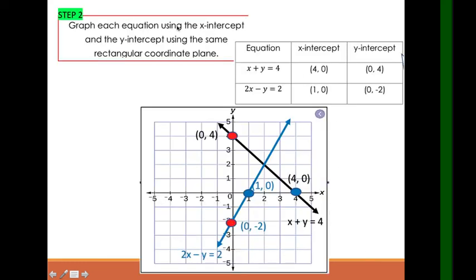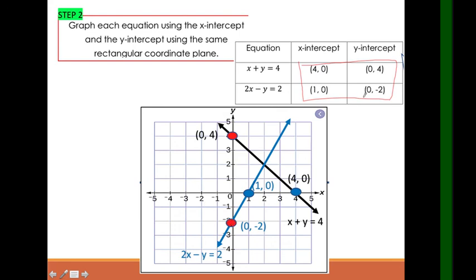Then we will plot all these four points using the Cartesian coordinate system. Graph each equation using the x-intercept and the y-intercept in the same rectangular coordinate system. We have the points we computed a while ago, right? So we have 4 and 0, so the point will be on the x-axis. The y-intercept is on the y-axis. For the x-intercept, x is 1. And for the y-intercept, the point is on the y-axis, but it is negative, so it is downward.